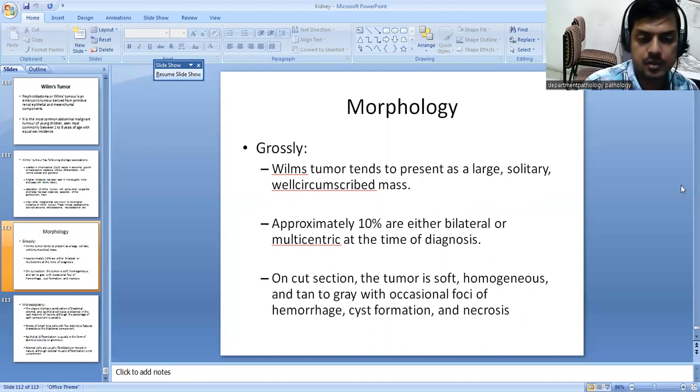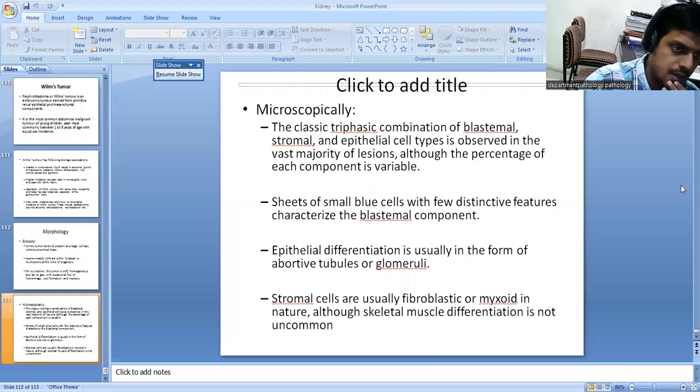On cut section, the tumor is soft, homogeneous, and tan to gray with occasional foci of hemorrhage, cyst formation, and necrosis. Microscopically, the classic triphasic combination of blastemal, stromal, and epithelial cell type is observed in the vast majority of lesions, although the percentage of each component is variable.